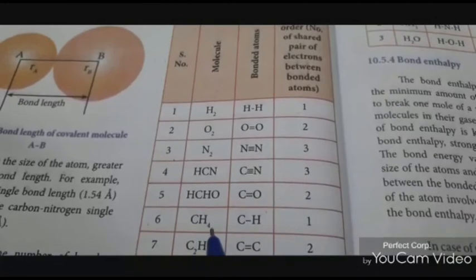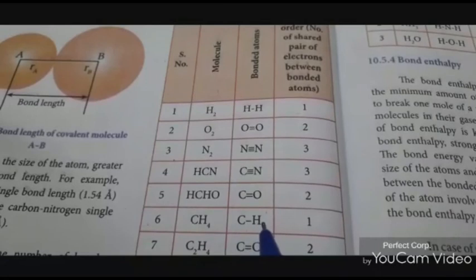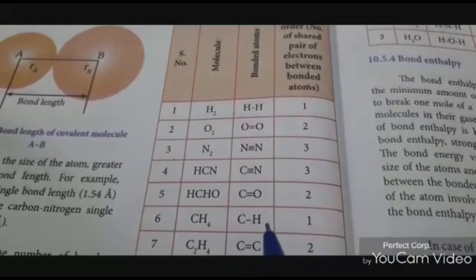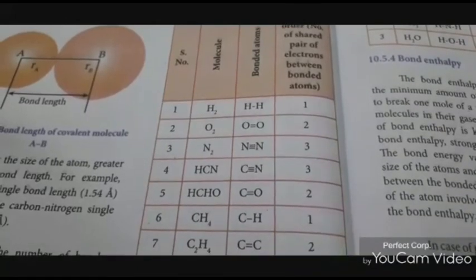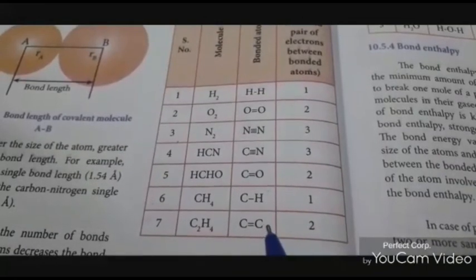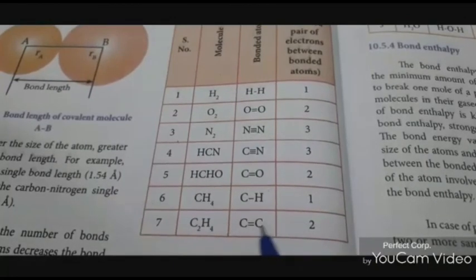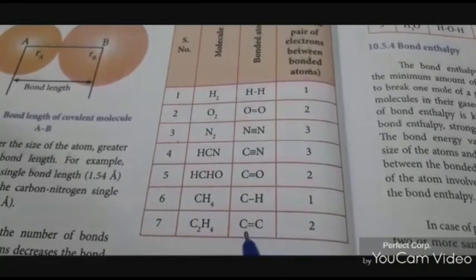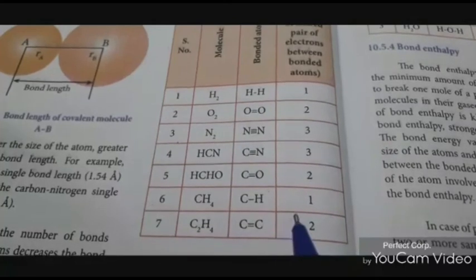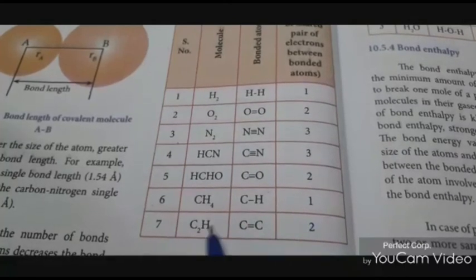Next molecule, methane, C single bond H, carbon single bond hydrogen. So here the two bonded atoms share a pair of electrons and form a single bond. Here the bond order value is 1. Finally, C2H4. Here carbon double bond carbon. So here the two bonded atoms share two pairs of electrons and form a double bond. Here the bond order value is 2. So these are the values of bond order for some molecules.